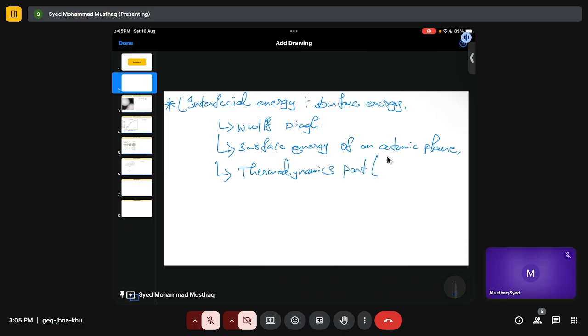Sir has proved it, but there are a few things that he has missed explaining. So I'll do that in this session, right? And beginning with the curvature part.